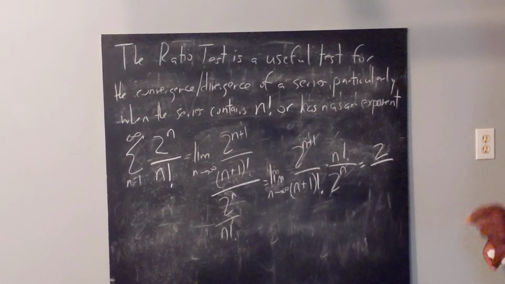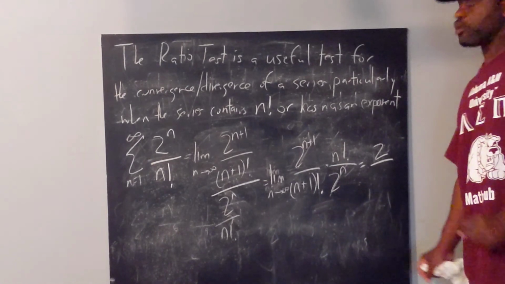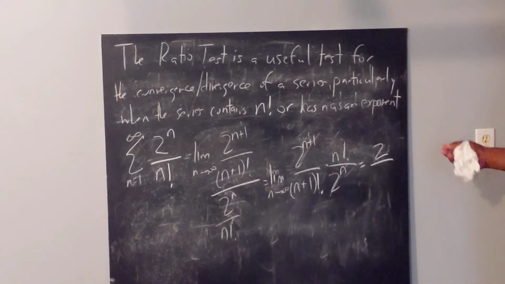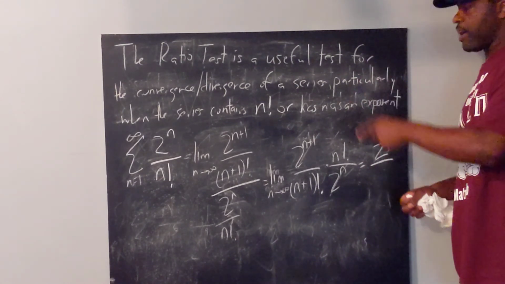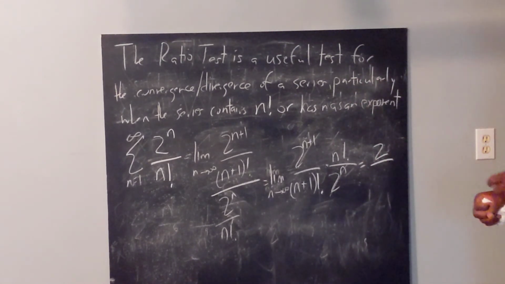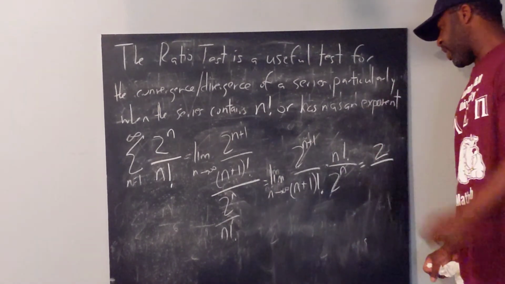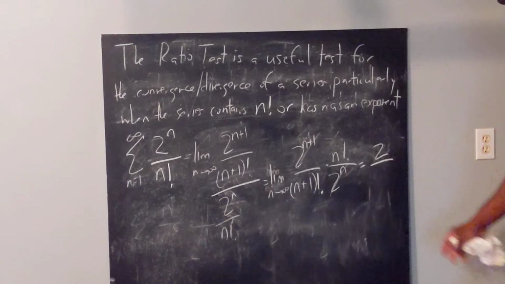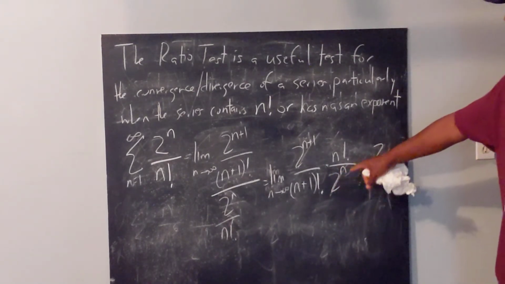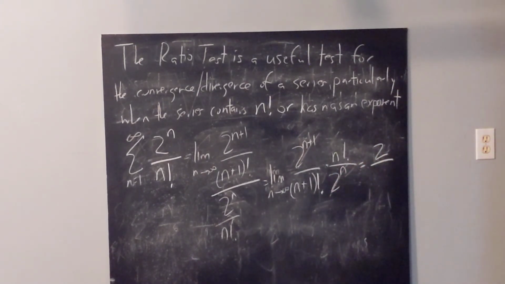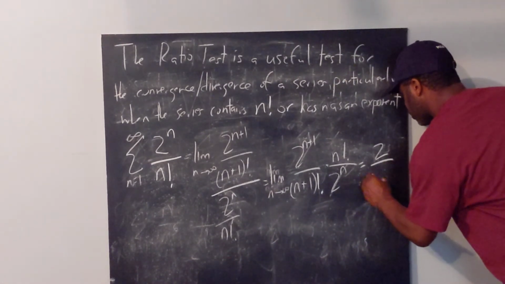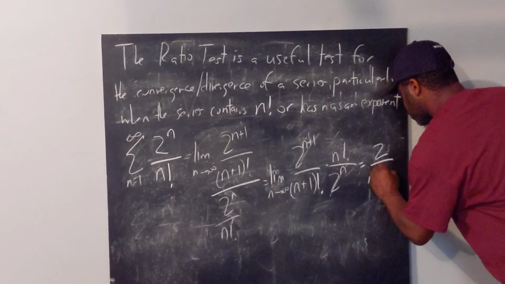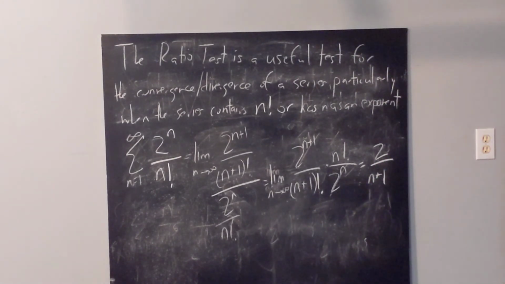All right? Now, you have to go back and review your factorial rules. Remember, 4 factorial is 4 times 3 times 2 times 1, moving downward. 7 factorial is the same: 7 times 6 times 5 times 4 times 3 times 2 times 1. N plus 1 factorial and n factorial, that's just going to leave you 2 over n plus 1.